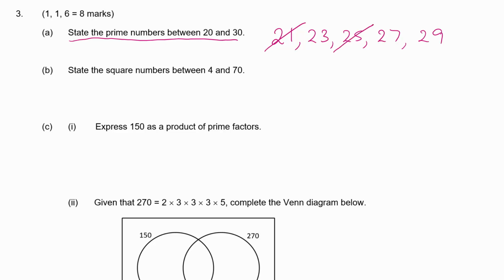25 is divisible by 5. We can see it ends in a 5. 27 is 9 times 3, and therefore only 23 and 29 are prime.